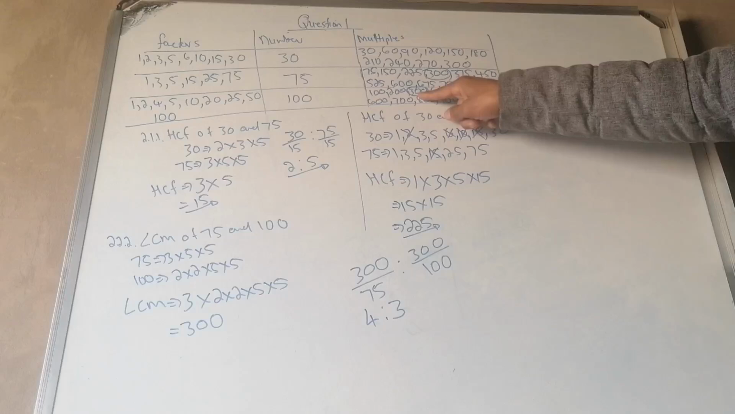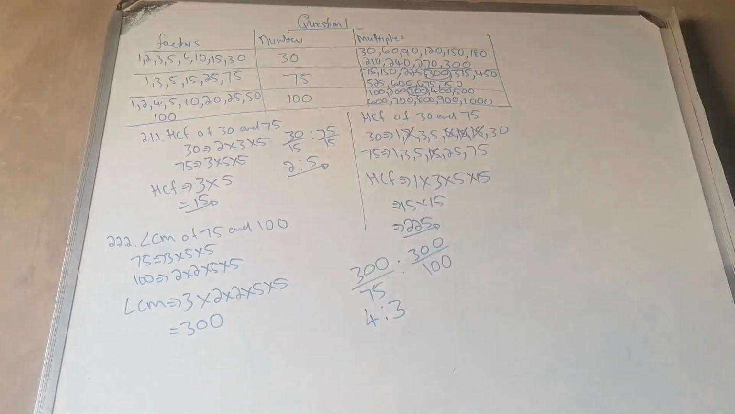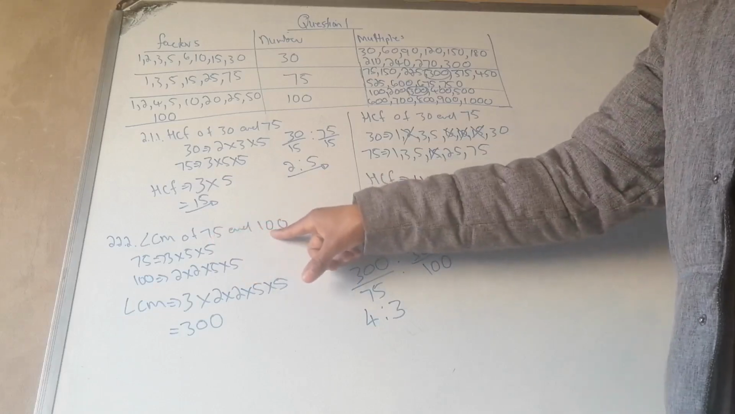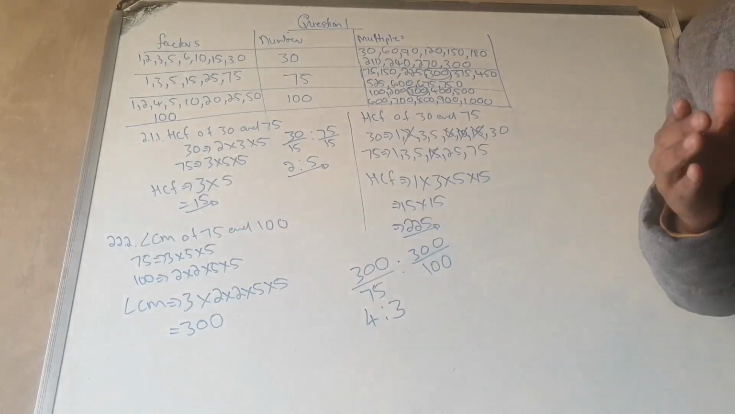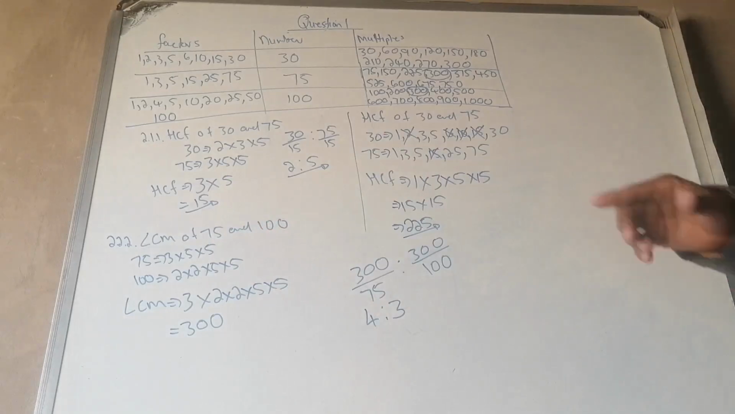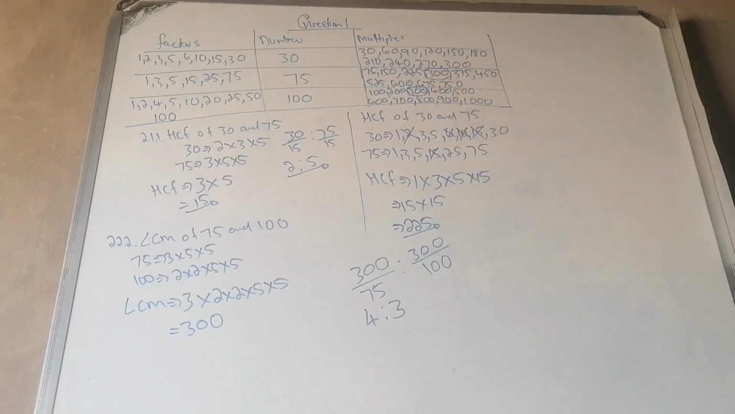Because with LCM, you look for the same number among the multiples of 75 and the multiples of 100. You look at the multiples of 75 and the multiples of 100, and where they meet, that number divisible by both 75 and 100 becomes the LCM of both 75 and 100.